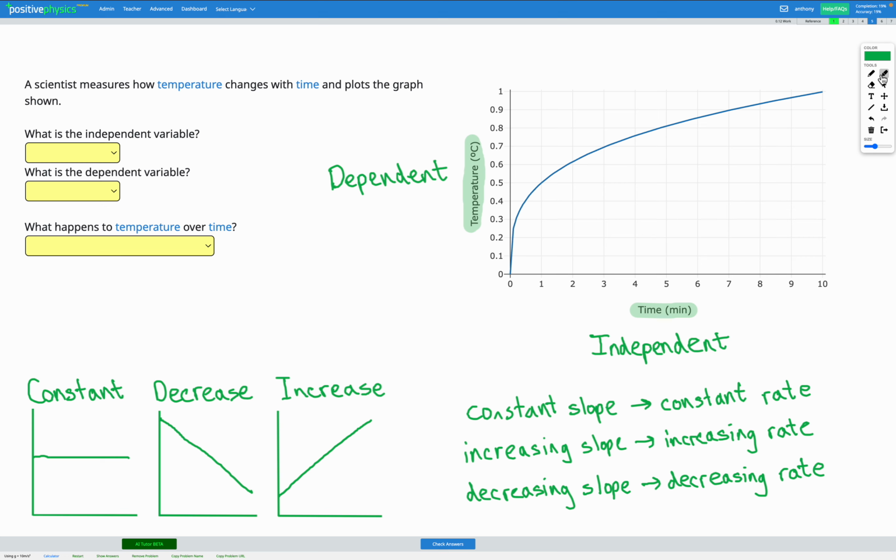In this one, we can see it's going up, so it's increasing. But looking at our slope, it starts out very steep at this point, and it gets less steep and flatter as we go. So on this one, our slope is getting less steep, our slope is decreasing. That means we have a decreasing rate. So our temperature is increasing over time, but it's increasing by less and less as we go. So it's increasing at a decreasing rate.